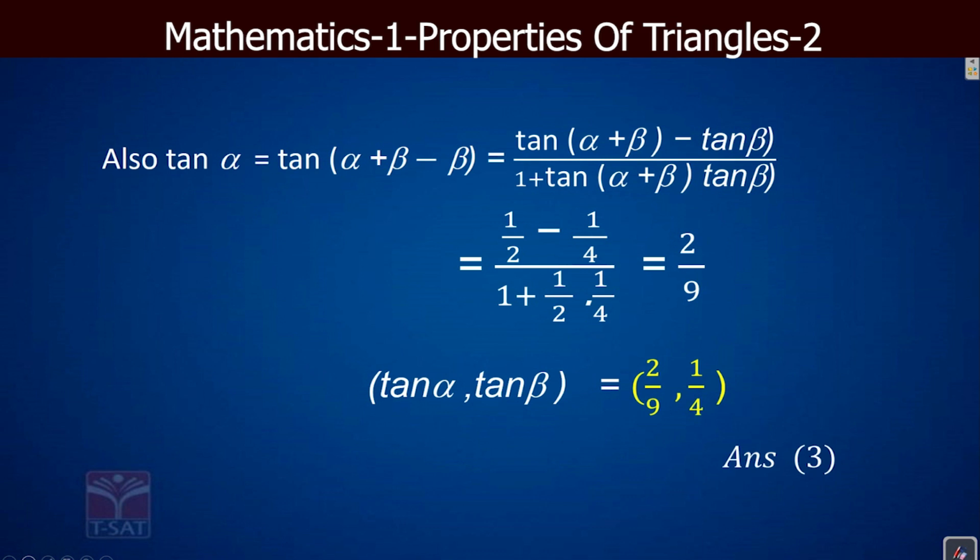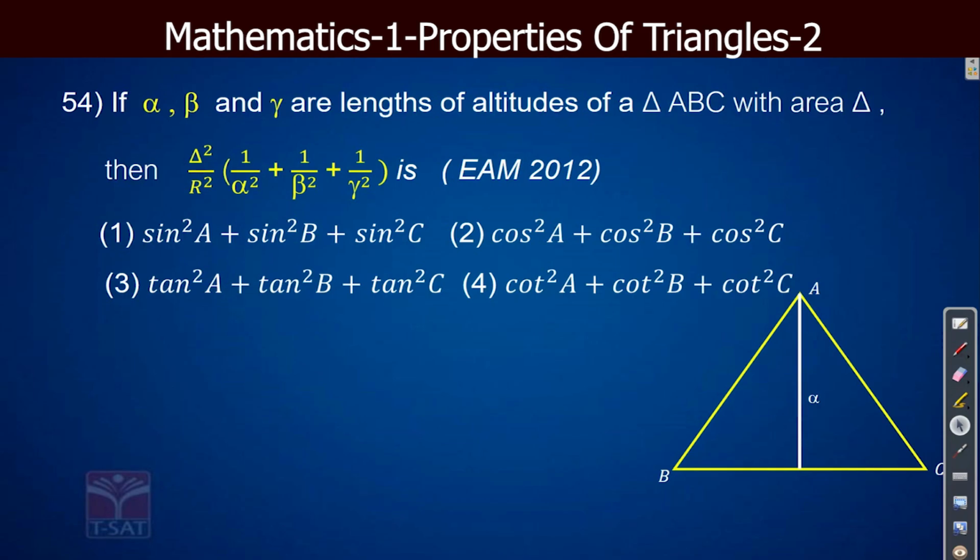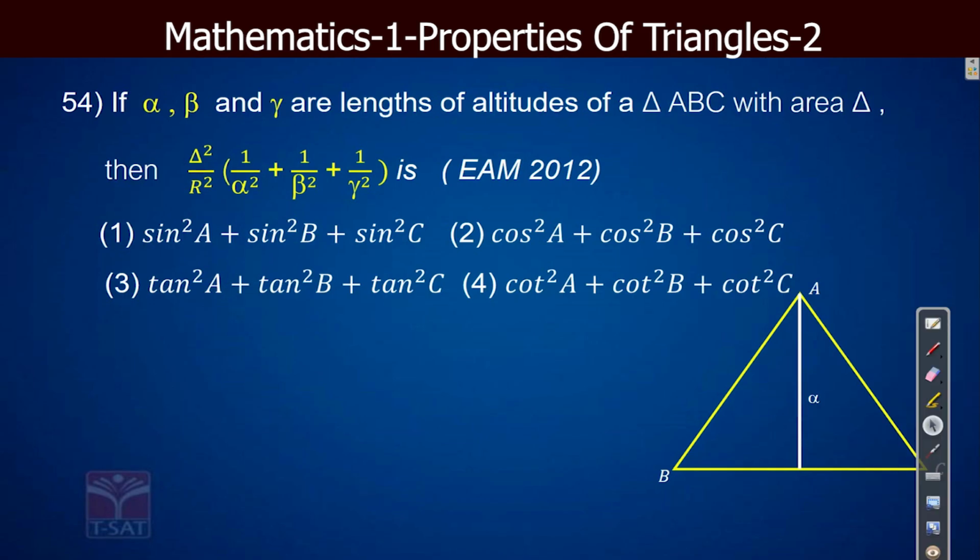So here what you have used is tan(alpha plus beta), you got it, and tan beta also you got it. From that, tan alpha you got, because alpha can be written as alpha plus beta minus beta. So the correct option is option number 3, because this is an EAPCET 2012 problem, heights and distances. Because heights and distances are included in the properties of triangles, for the model's sake I am doing some problems.